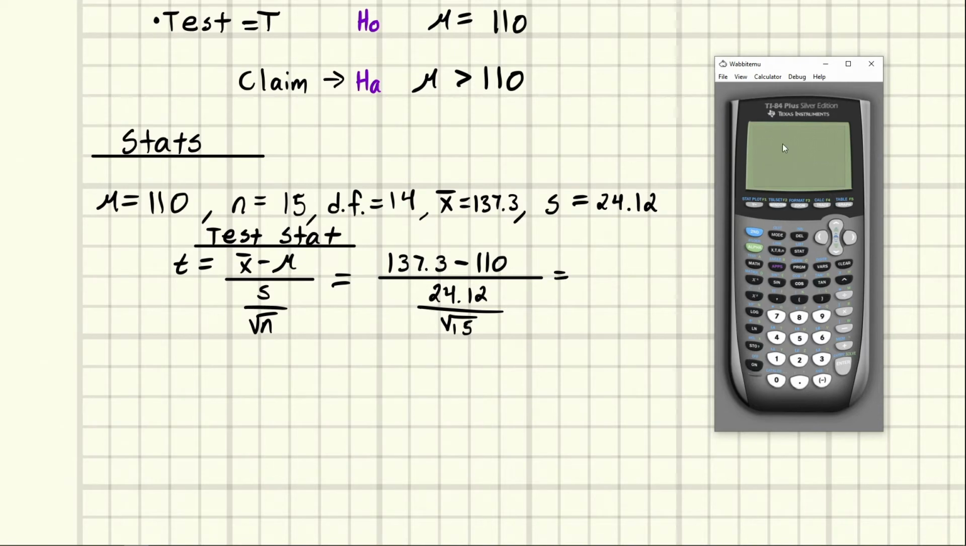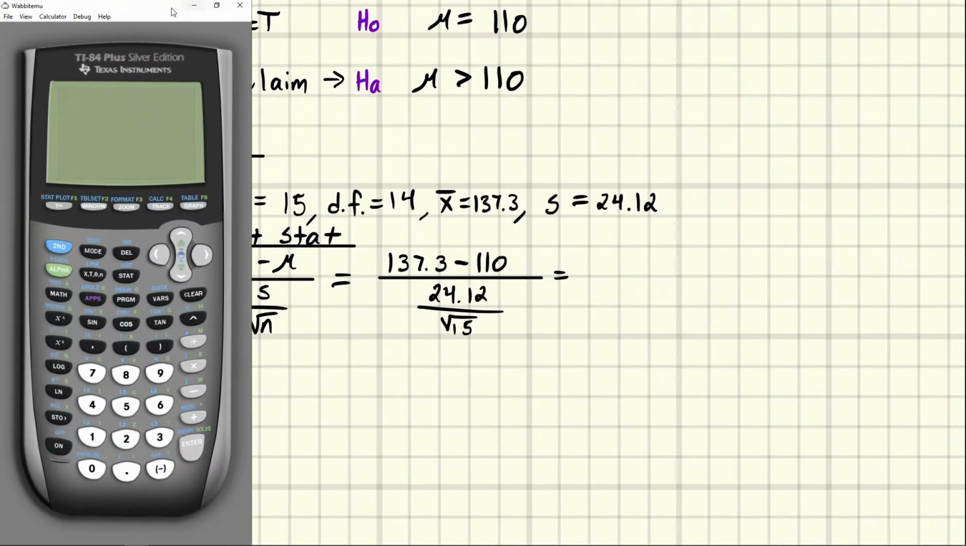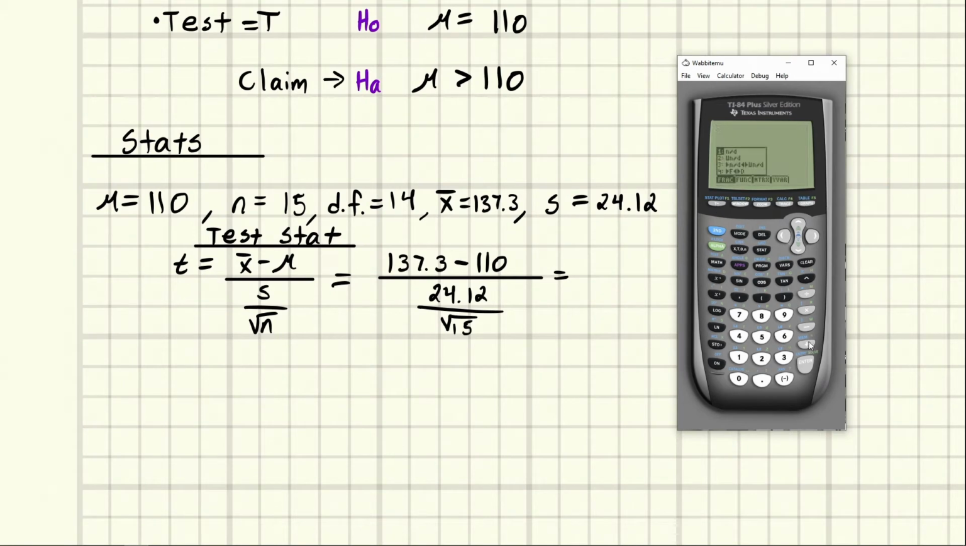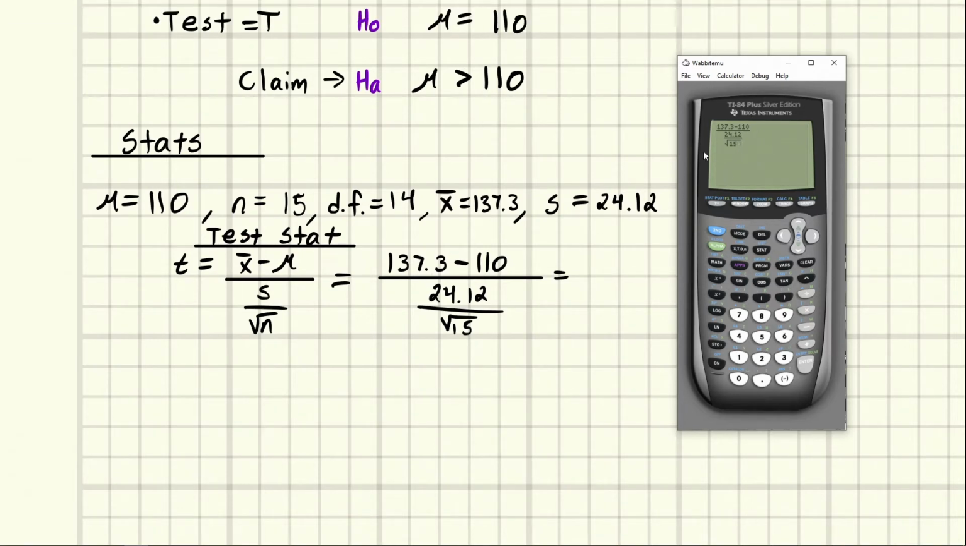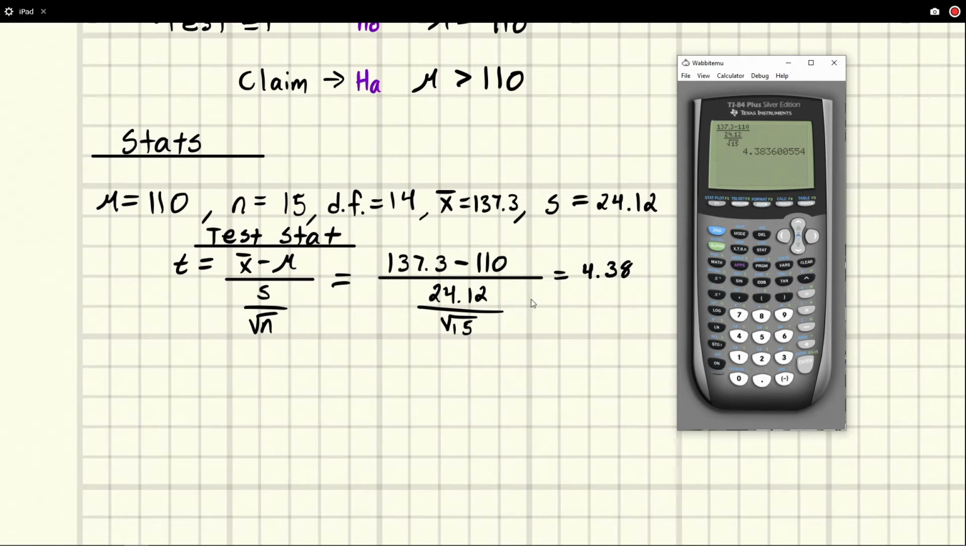So I'm going to go back to the beginning and type this into the calculator. We're just going to type a fraction here, 137.3 minus 110 over, we're going to type another fraction, 24.12 over the square root of 15. All right, so you should type this in. If you can, type it in all at once. I see so many errors with order of operations. If you do it at once, you're not going to have those problems. And we get out a test stat of 4.38.